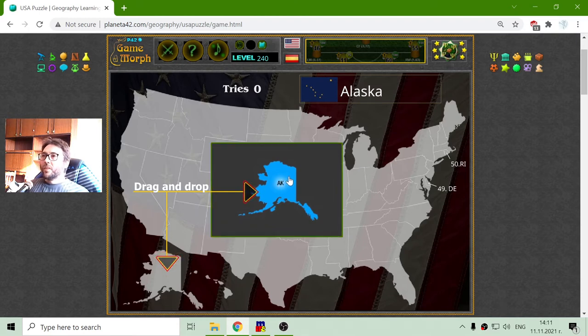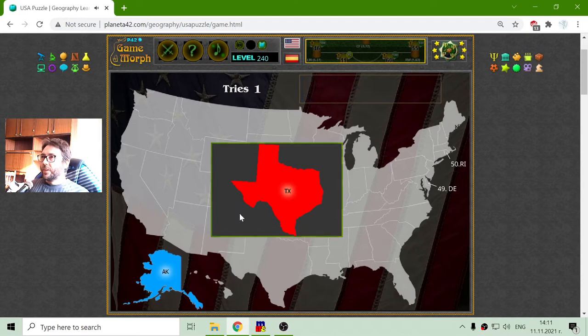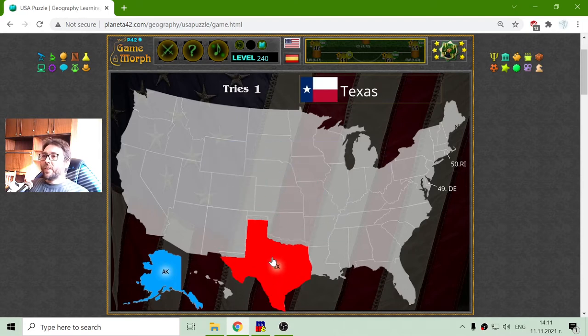So, I will begin with the first one, Alaska. And Alaska is given here at the bottom, but in reality, it is here at the top, outside of the application, top left of the main United States lands. The next state is Texas. So, they are going from the biggest to the smallest state.